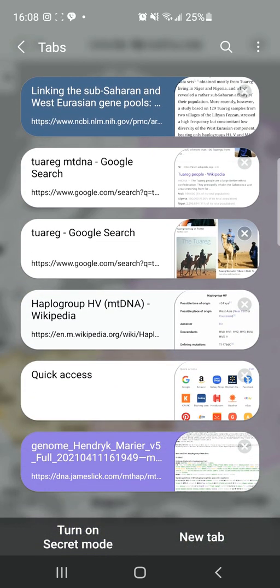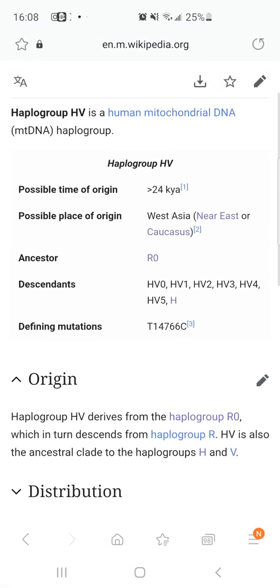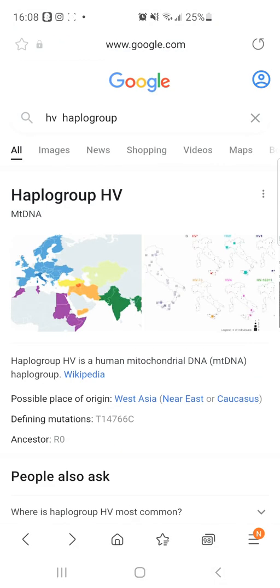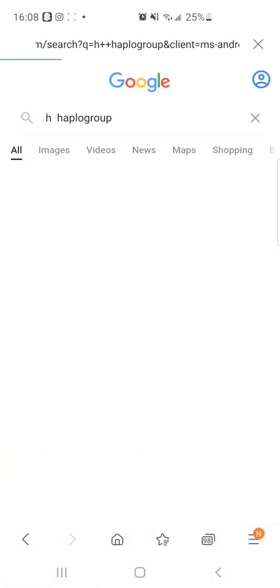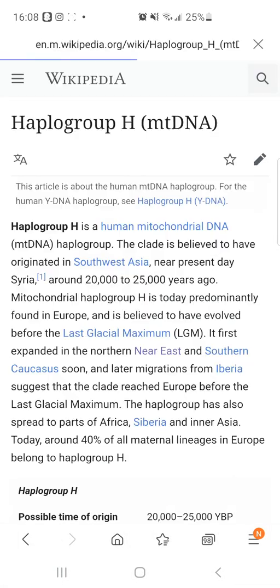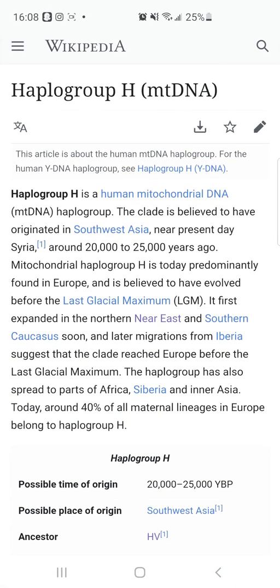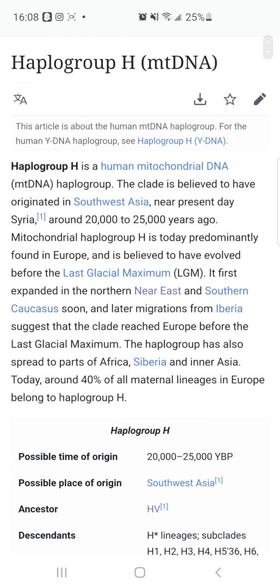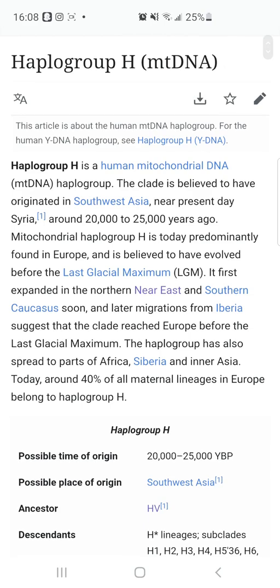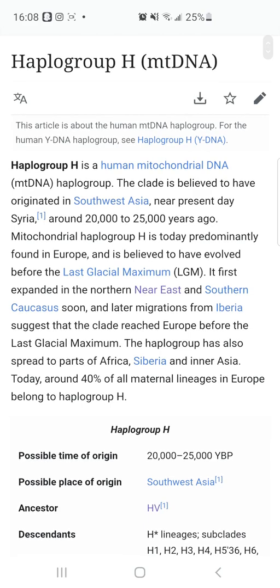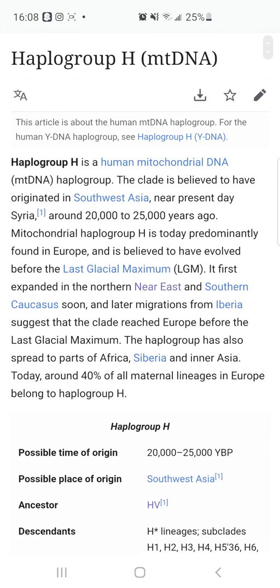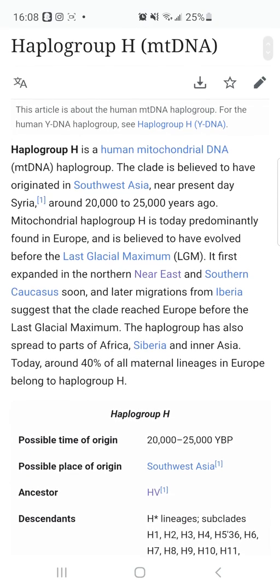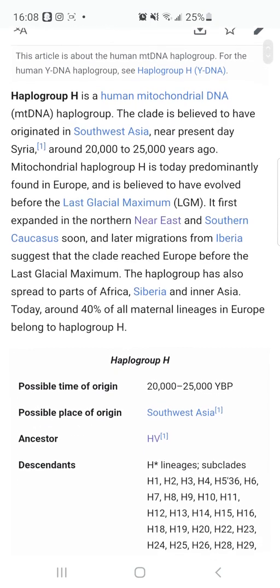Okay. Now I don't know if we read that well, but we're gonna go back to the H haplogroup. And the H haplogroup says what? The clade believed to have originated in Southwest Asia near present-day Syria. Mitochondrial haplogroup H is today predominantly found in Europe and is believed to have evolved before the last glacial maximum. Okay, all of that.